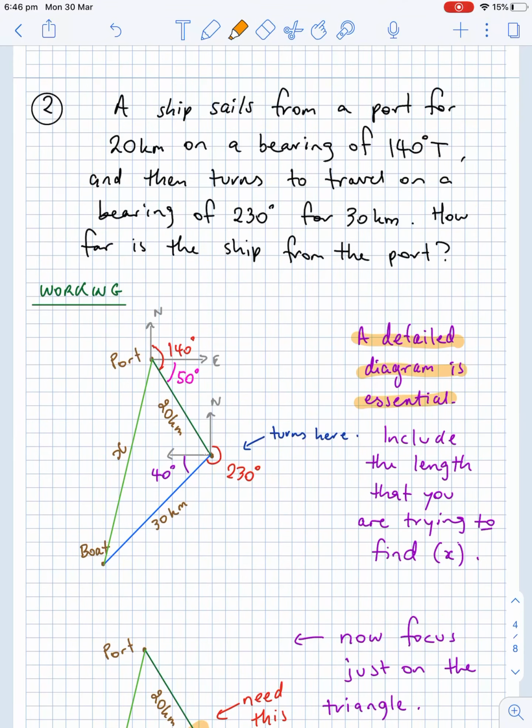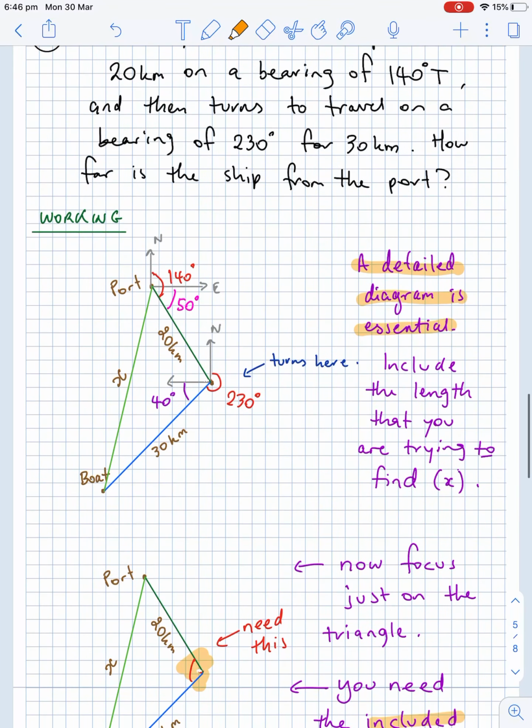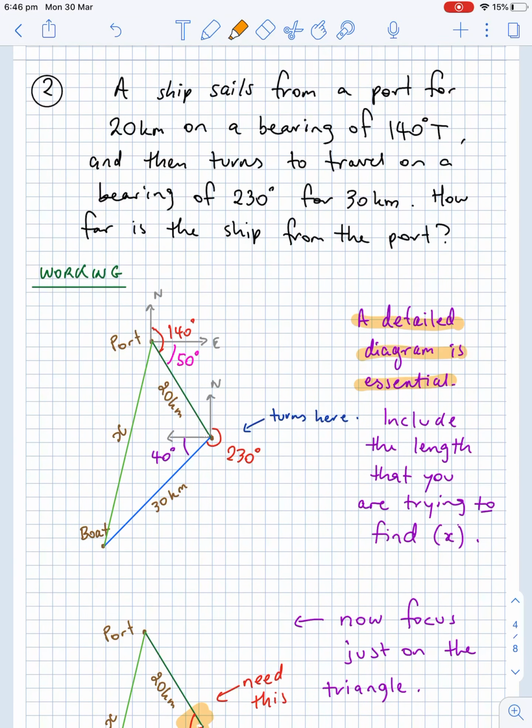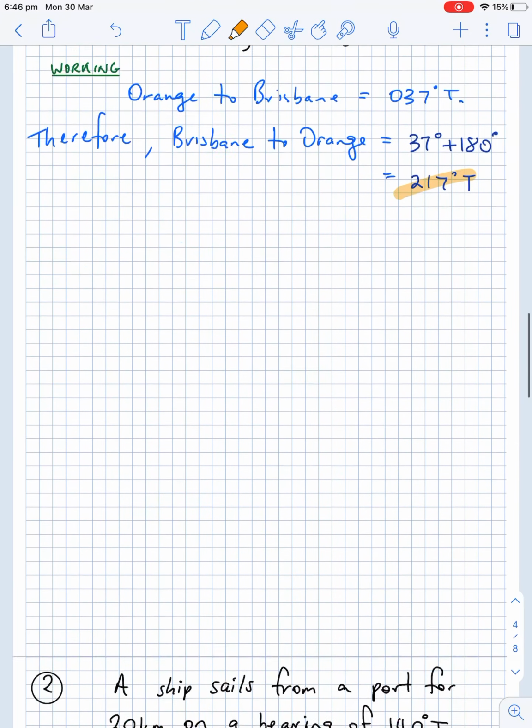Okay, so a detailed diagram is essential. So let's give it a shot. Let's see what we've got here. Okay, so start from the beginning. A ship sails from a port for 20 kilometres. So what I did, I started with my port, I put this dot down, and I literally thought to myself, 20 kilometres on a bearing of 140 degrees true. Well, I think to myself, where exactly is 140 degrees? What sort of bearing does that look like?